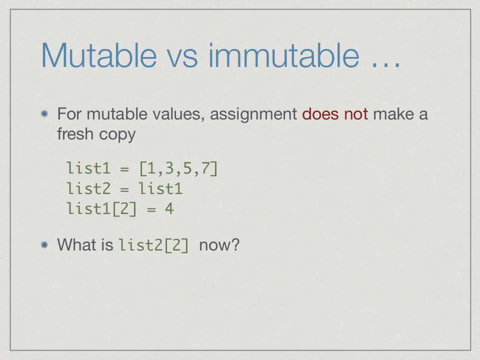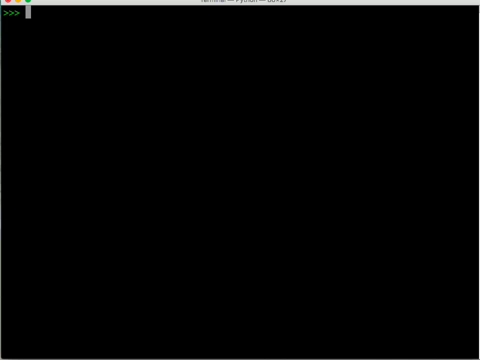Is list 2 the same as before, namely 1357, or has list 2 also become 1347 like list 1? So let us see what happens in the interpreter. So let us run this example in Python. So we say list 1 is equal to 1357, list 2 is equal to list 1. So list 2 is indeed 1357.